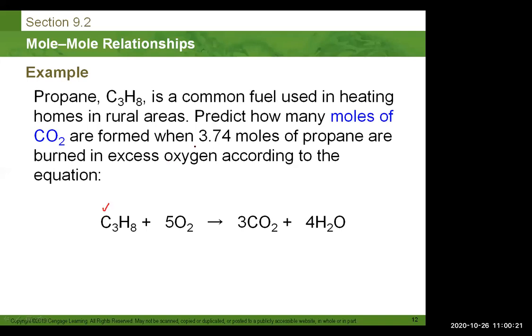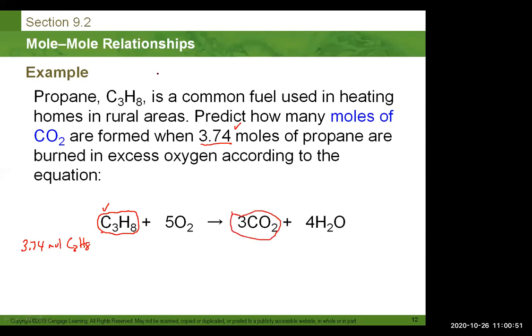Step number 2 is take whatever they gave us. So in this case, they gave us 3.74 moles of propane, which is our C3H8. So that's already done for us. The next thing is to go to the equation and find the two things you're interested in. Since they gave us propane, we're interested in this, and we're interested in CO2.